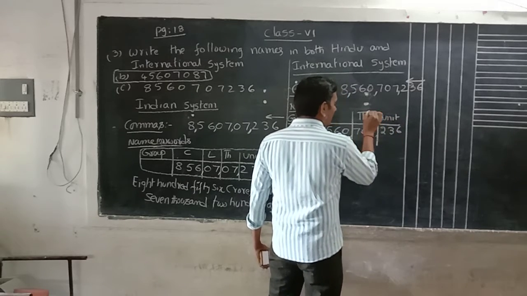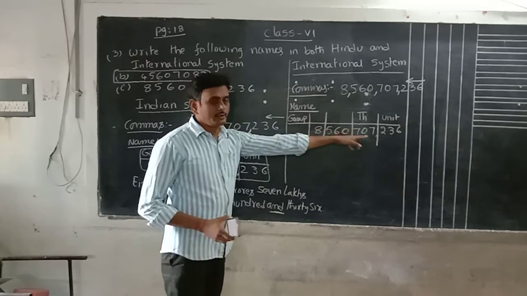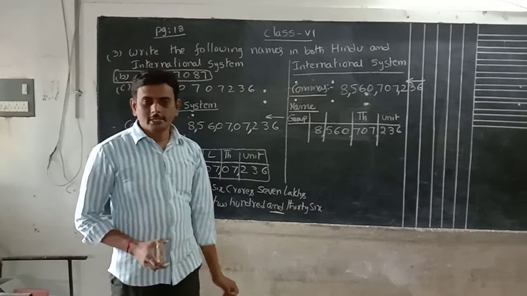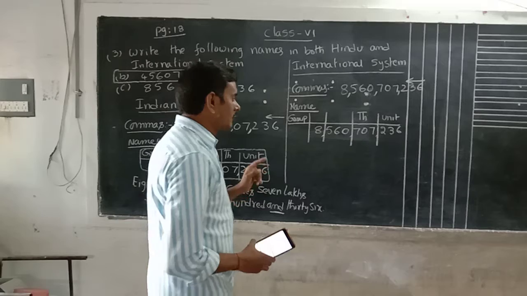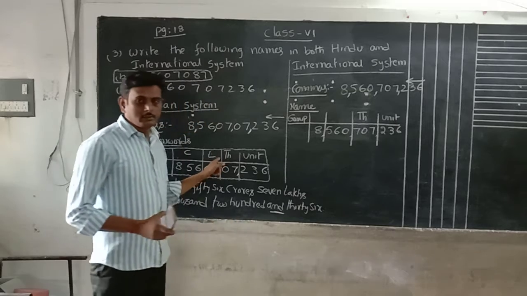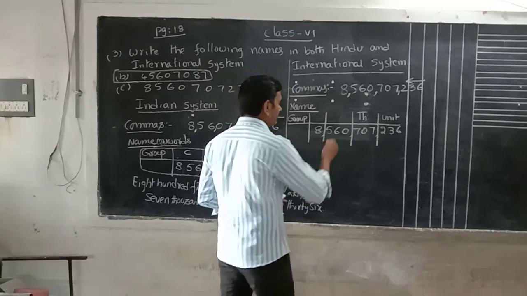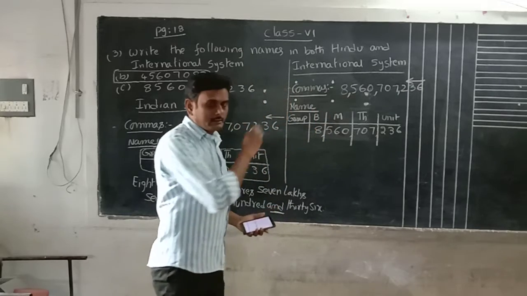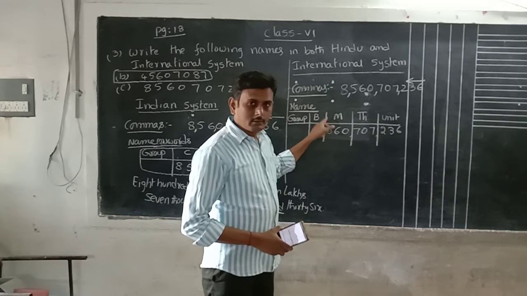Next one is the thousand group. Up to these two, the Indian system and the international system are the same. After the thousand group, the groups will differ. Which group comes after the thousand group? That one only we have to memorize. In the Indian system we get lakhs. In the international system, what do we get? Million. Million group. After million, billion. After billion, trillion. Unit group, thousand group, million group, billion group, trillion group.